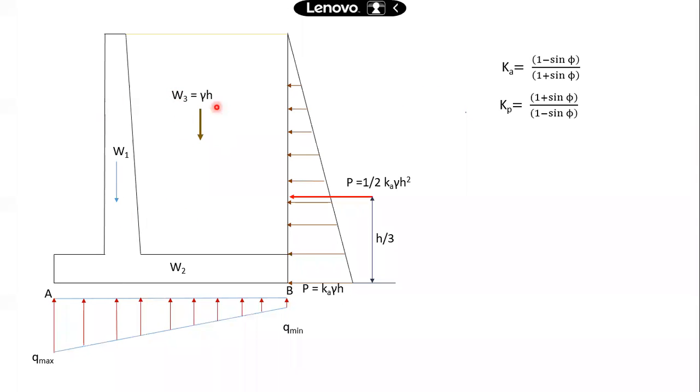Vertically downward forces due to the weight components of backfill and the retaining wall itself. And lateral earth pressure due to the backfill, which is a horizontal force. And since this entire retaining wall rests on the ground, it will also have a soil pressure, in the form of this soil pressure distribution beneath it. So these are the forces.